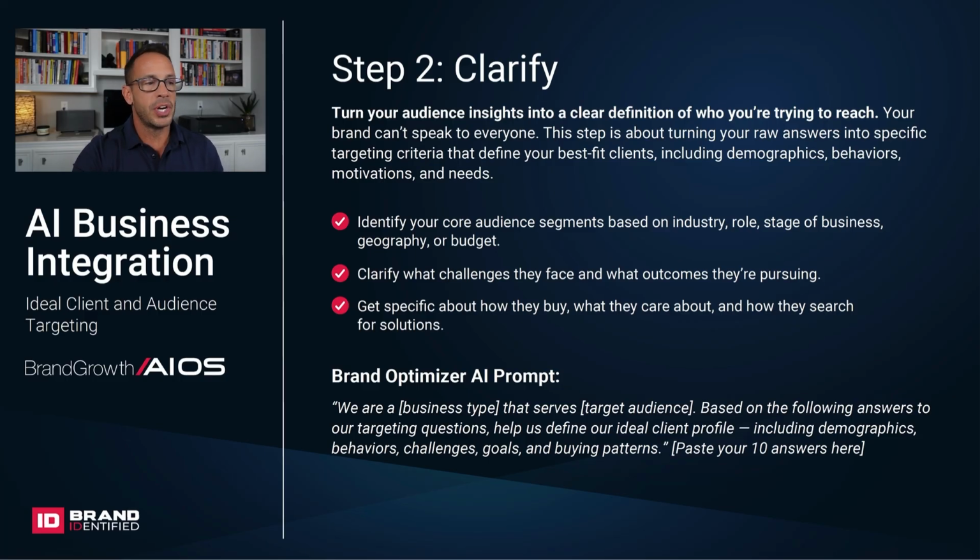Now, I've also included BrandOptimizer.AI prompts in here. So this prompt right here in step 2 of clarification is, we are a business type, so you would insert your business type there, that serves your target audience. Now, based on the following answers to our targeting questions, help us define our ideal client profile, including demographics, behaviors, challenges, goals, and buying personas or buying patterns.